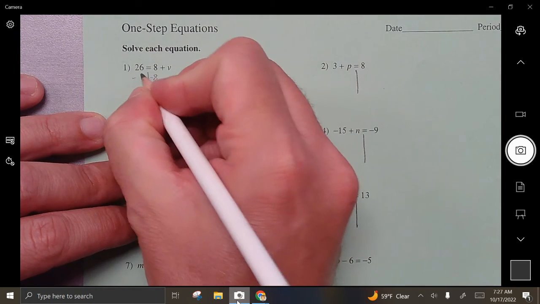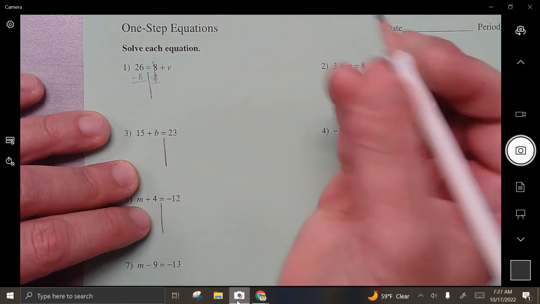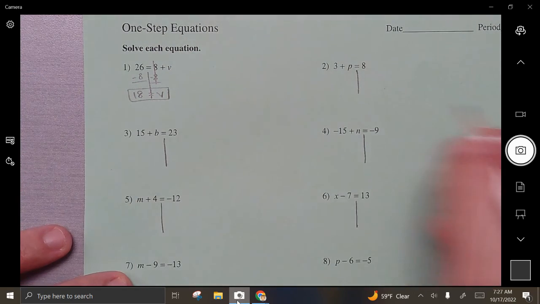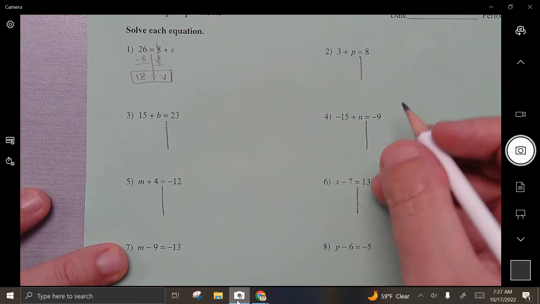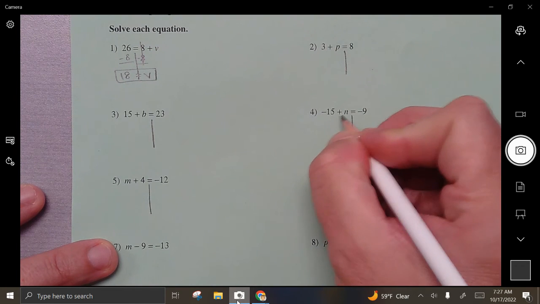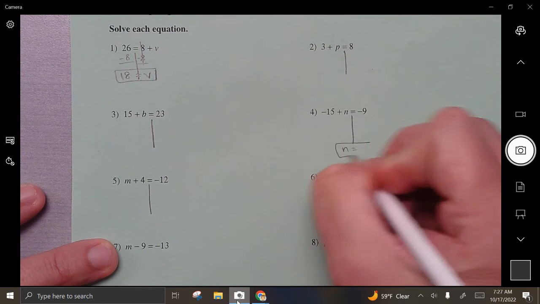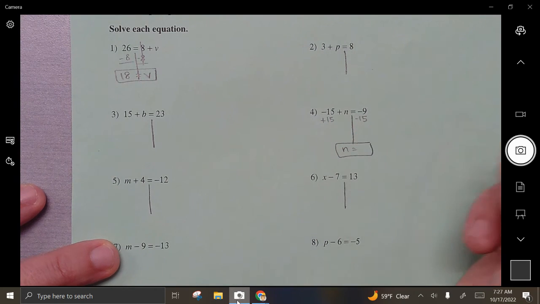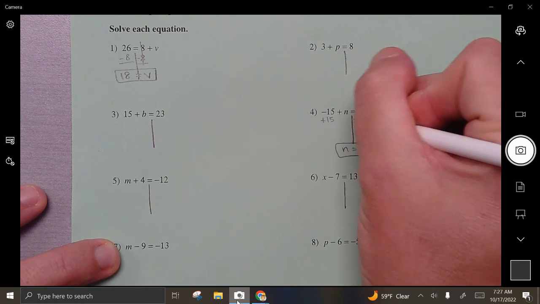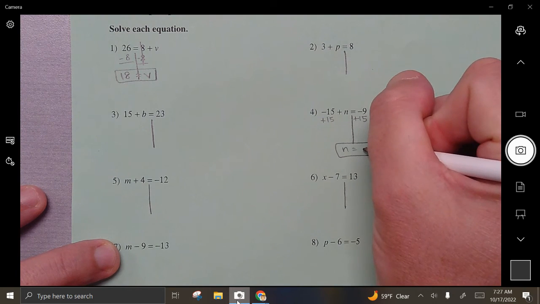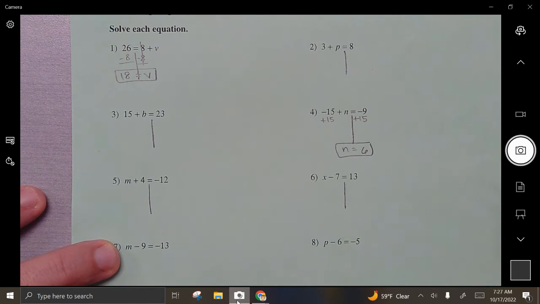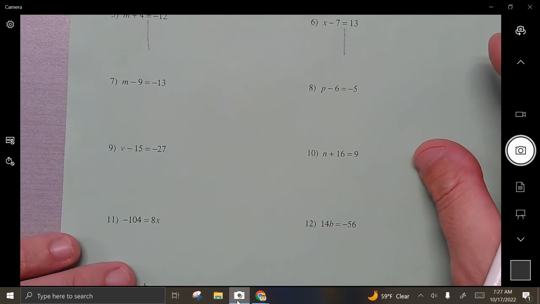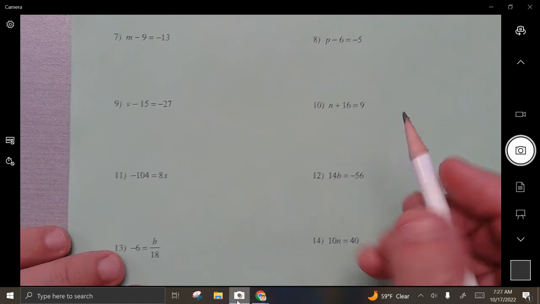This one, you're gonna subtract 8 to both sides, okay? And you're gonna get 18 equals V, all right? You can do these, all these. This one might be a little more interesting. You're gonna go ahead and you gotta get the n by itself, right? Well, the n's on this side. Let me get rid of the -15 by going +15 here. -9 + 15, I'm going to get 6. Okay, so keep going through this. The first side's pretty simple. No big deal. Let's go down here.